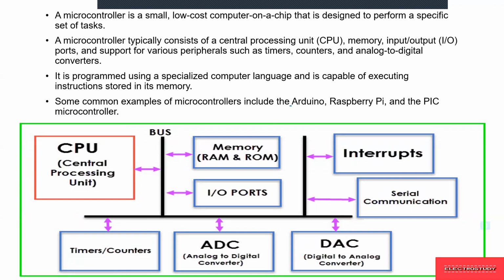There are some common examples of microcontrollers like Arduino, Raspberry Pi, and PIC microcontroller. These are just a few examples that I have listed out. You have many examples that come under microcontroller, and the microcontroller is programmed using some specialized computer language. First it was assembly level language, then it moved into C, then to embedded C. Now with Raspberry Pi, we are using Python as a language to communicate with the Raspberry Pi. So the technology is moving on.